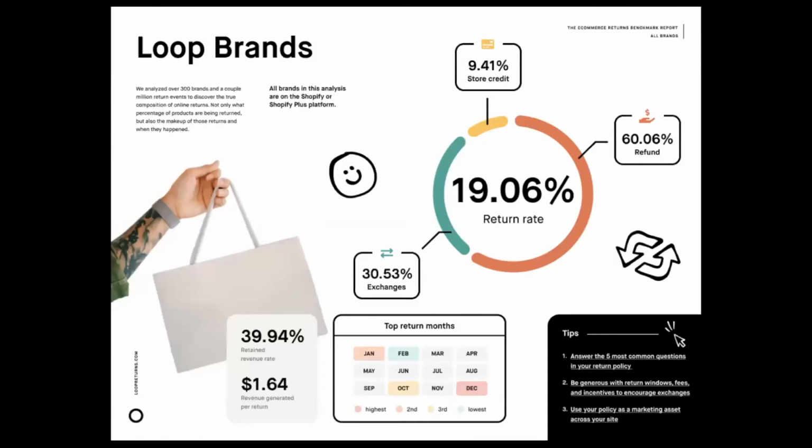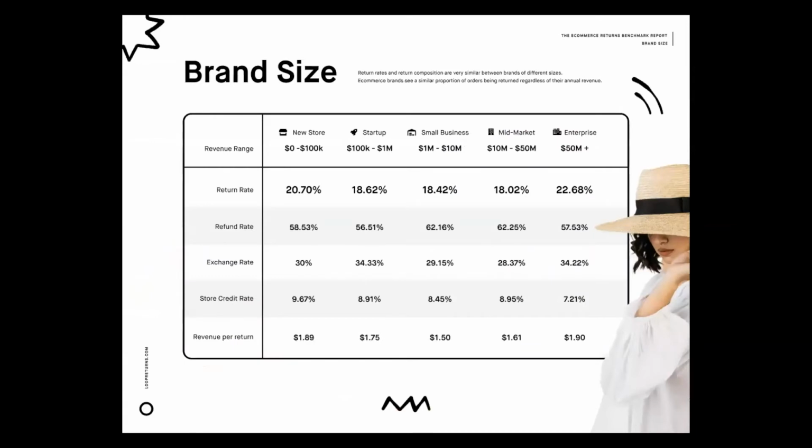So let's start with what we're seeing. With what Joe is showing there with an 80% refund rate, we hear that a lot. When brands are coming to Loop, they look at the return composition and 80% of it's being refunded and only 20% of it's being retained. So we took a look at all of the brands on Loop to see what was going on. And we found a 19% return rate across all of our brands. And instead of an 80% refund rate, we're seeing a 60% refund rate, and we're retaining revenue on 40% of those returns.